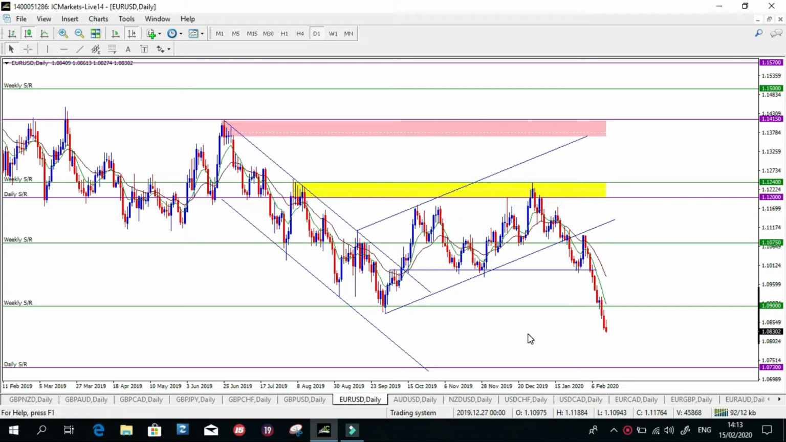I'm going to share with you my own analysis for the next trading week to help you find the best trading opportunities within the trending markets. So let's start with the Euro versus the USD. Obviously this pair has been on a long-term downtrend on all time frames.